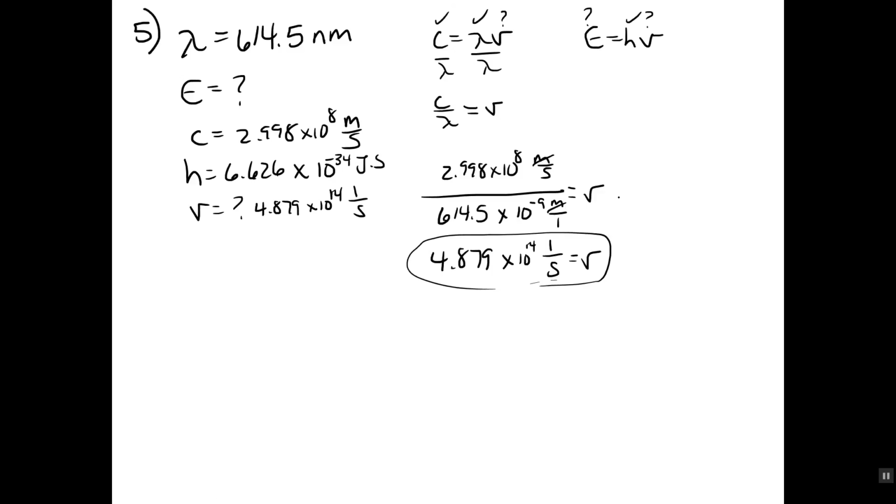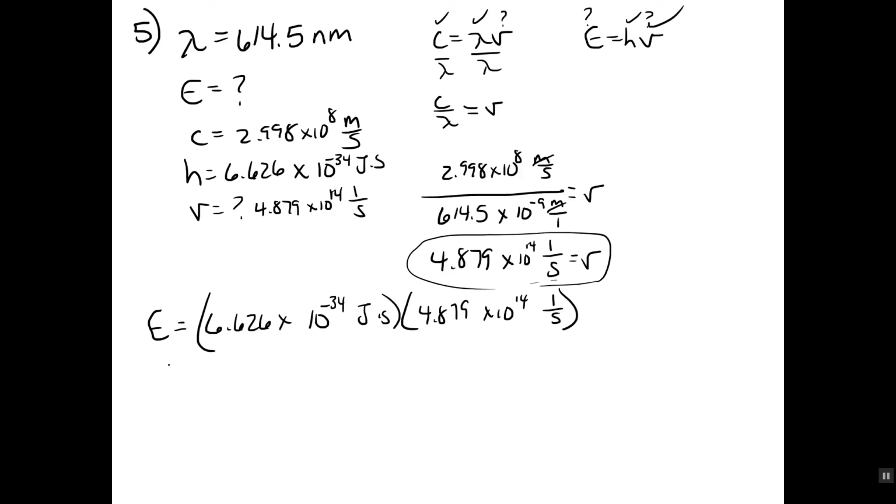That's 14. And now I can plug it in over here times Planck's constant. So let's do that over here. H is going to be 6.626 times 10 to the negative 34th joules seconds times the value we just calculated, 4.879 times 10 to the 14th 1 over S. And so when we plug this out, our seconds cancel, we get joules. And when we multiply them, we get this value of 3.233 times 10 to the negative 19th joules.